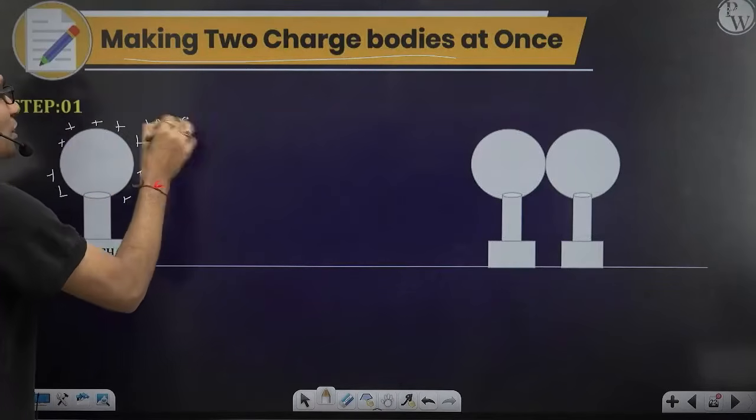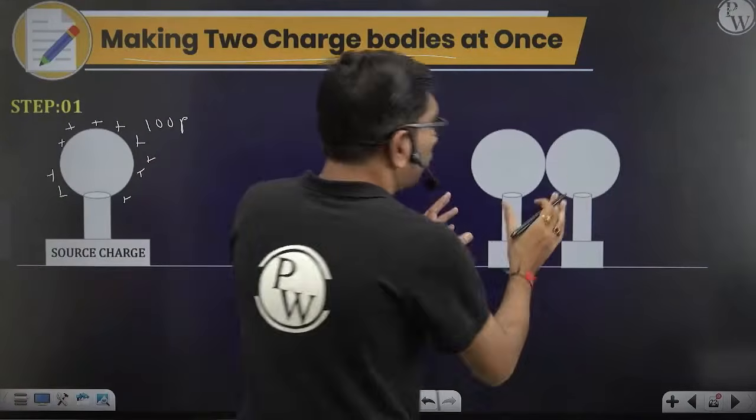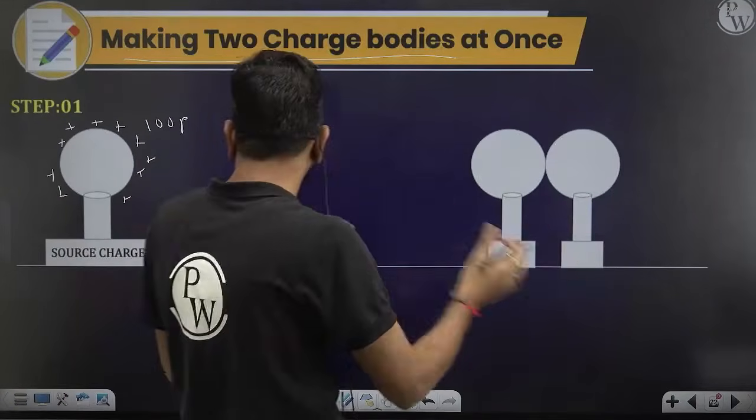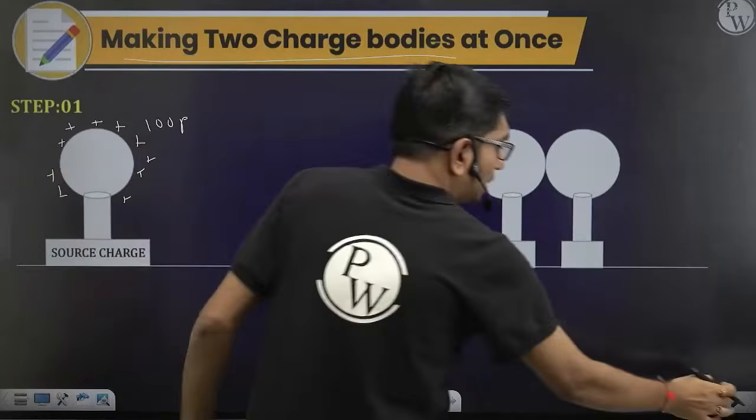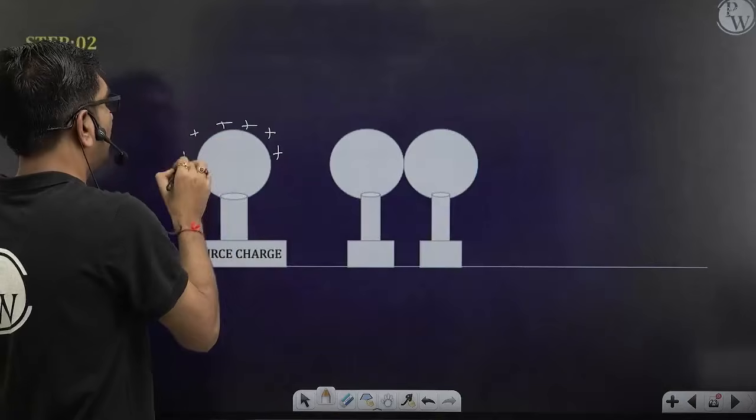Okay. So 100 protons here. They are neutral charge, uncharged bodies. But these two are in contact right now. These two are separated. Now I'm bringing the charge closer to them. Now see here, beta.